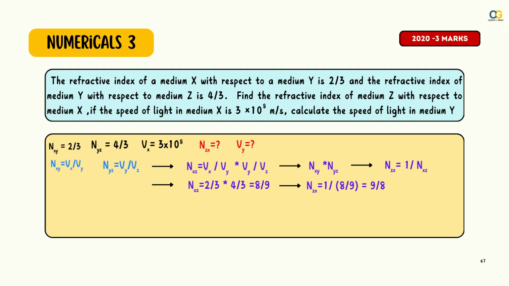Now the refractive index of x to y is vy by vx, and so vy will be equal to the refractive index of x with y into vx, that is 2 by 3 into 3 into 10 to the power of 8, which is equal to 2 into 10 to the power of 8 meters per second, which is the speed of light in medium y.